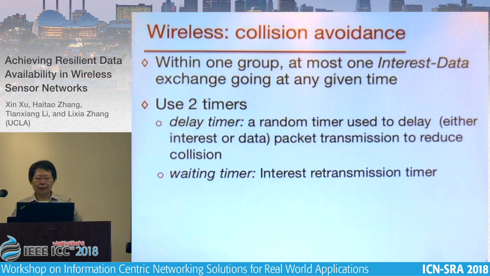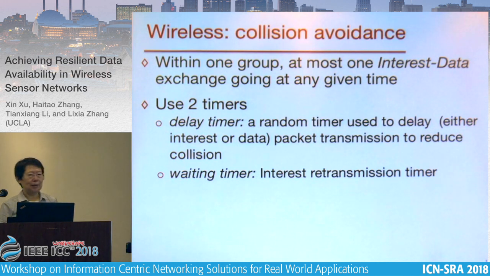For the collision avoidance, there's only one multicast, the Wi-Fi group. So the goal is to say we only have one interest data exchange going on at any given time. This is just one way to minimize collisions. And there are two timers.